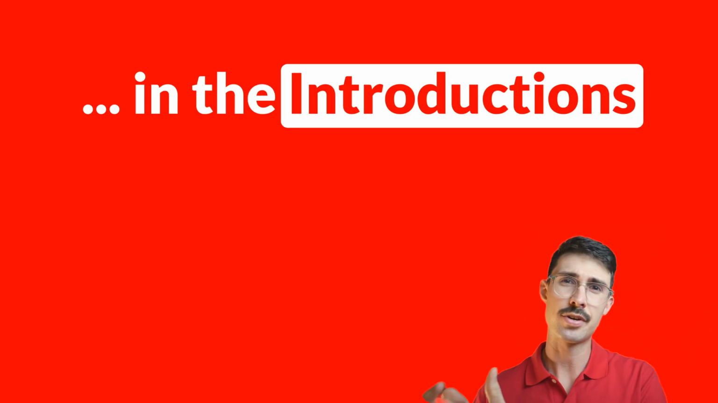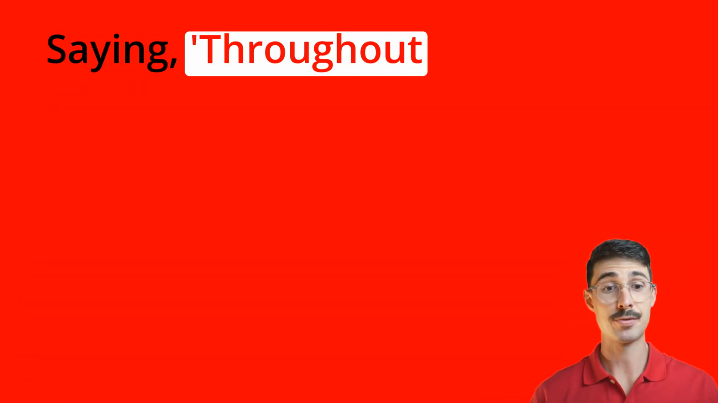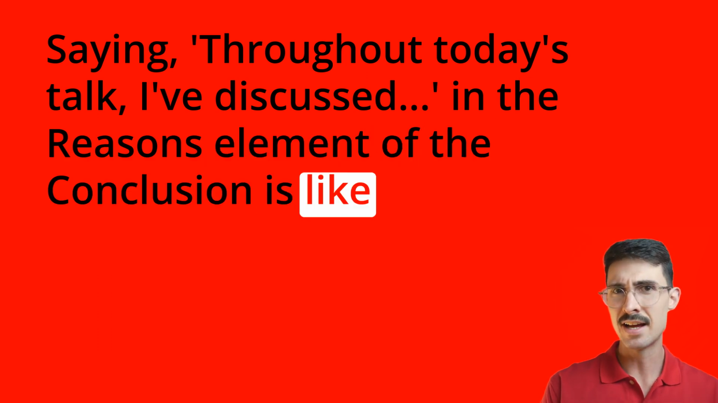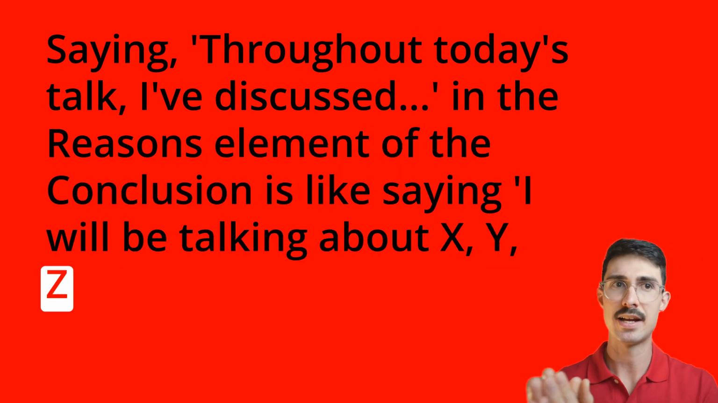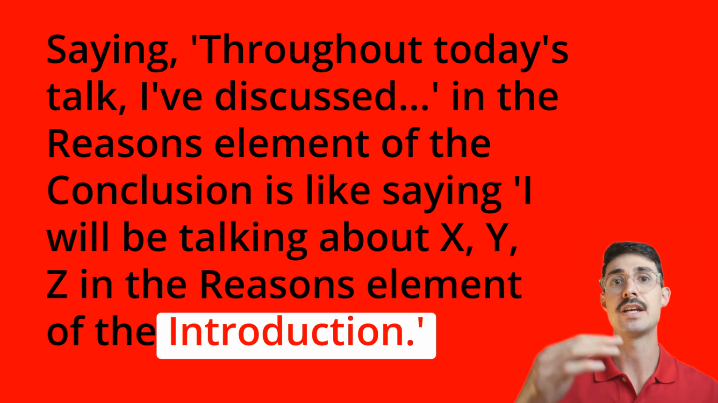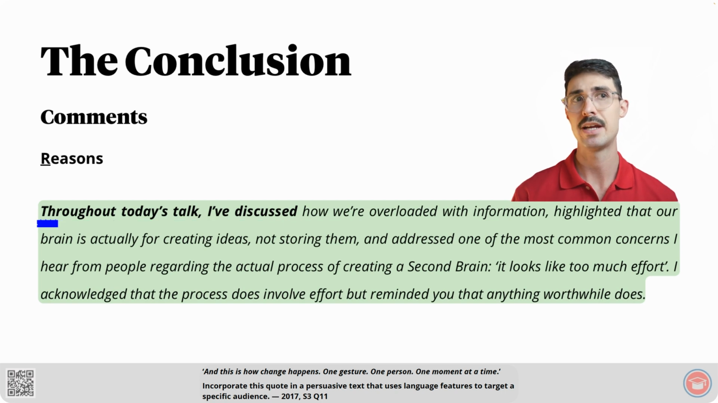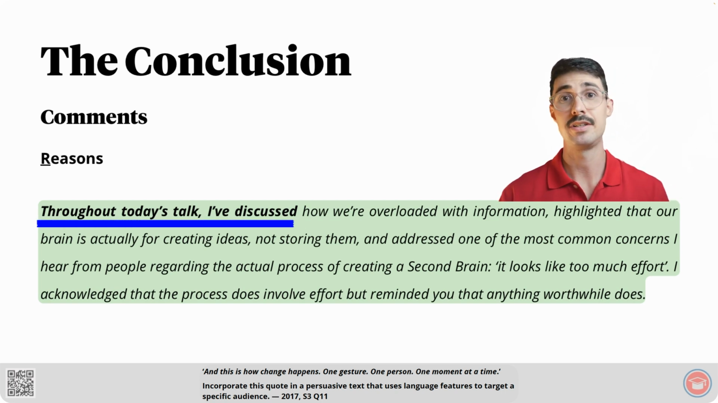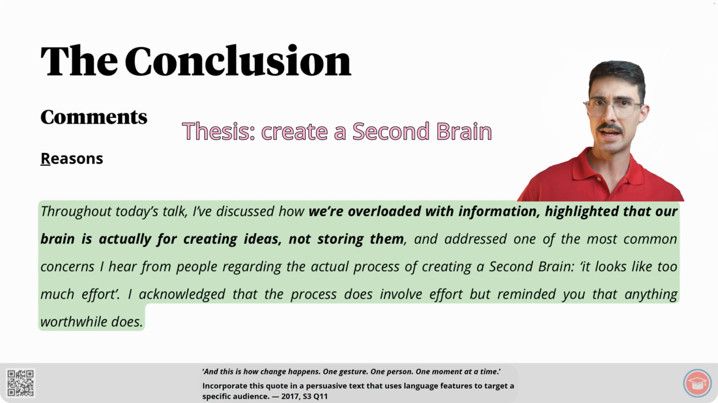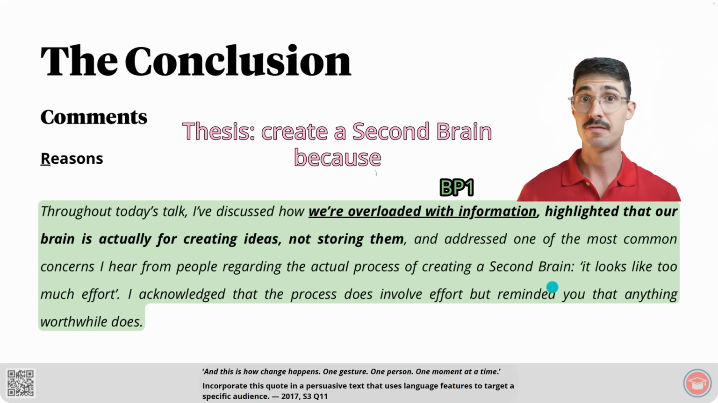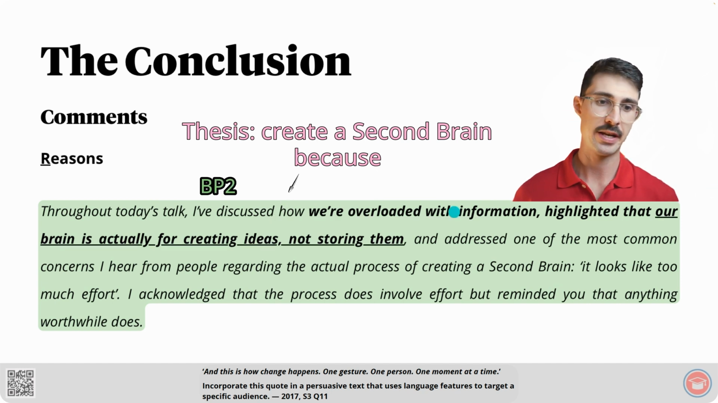In the introductions lesson, saying "throughout today's talk I've discussed" in the reasons element of the conclusion is like saying "I will be talking about XYZ" in the reasons element of the introduction. This phrase also tells the audience that I'm about to summarize my speech's main points, which encourages them to listen closely. This part of the reasons element restates 2 of my 3 reasons why the audience should create a second brain, representing the first 2 body paragraphs. This would have been the subject of body paragraph 1, and this would have been the subject of body paragraph 2.